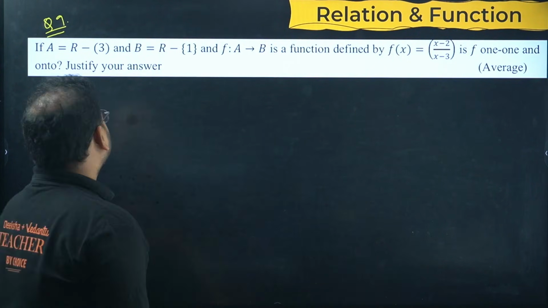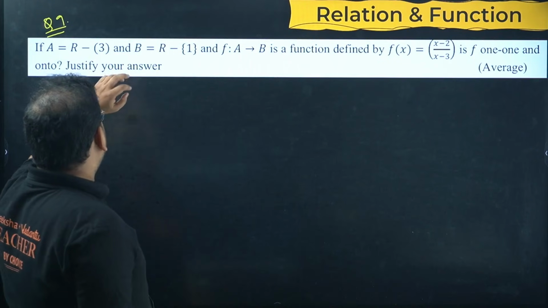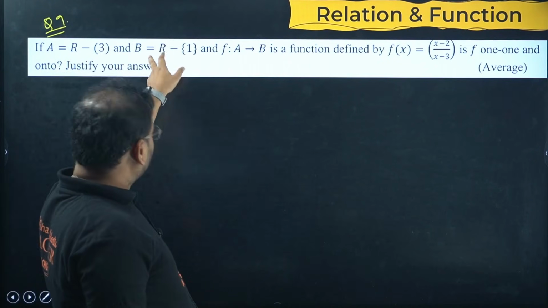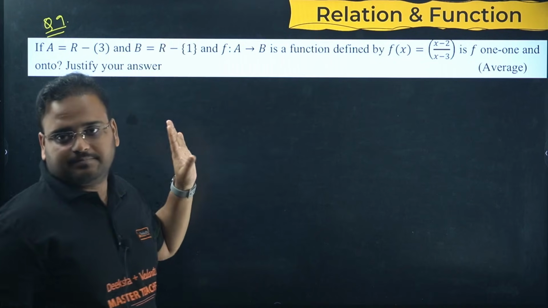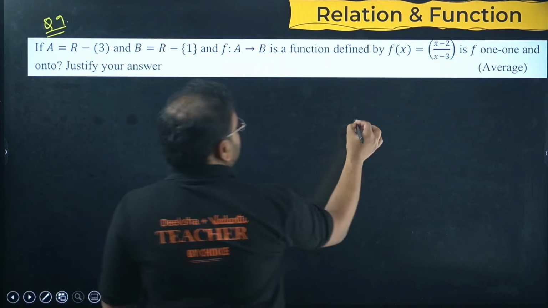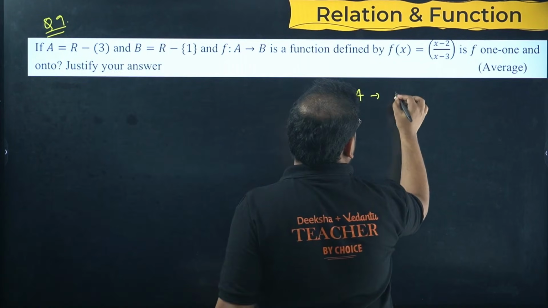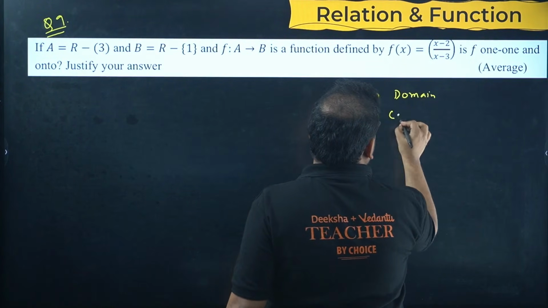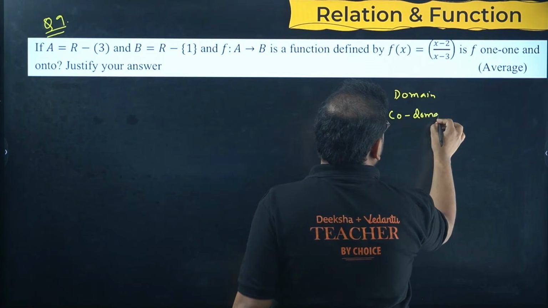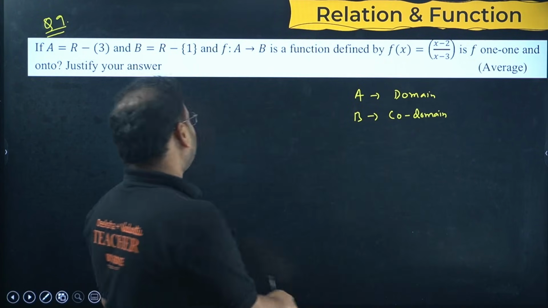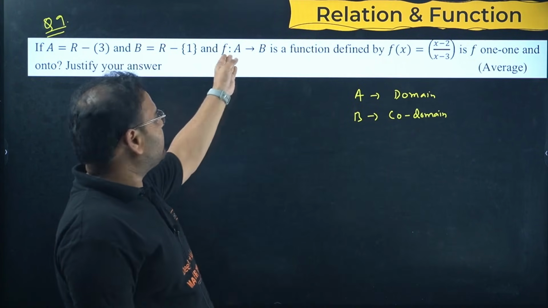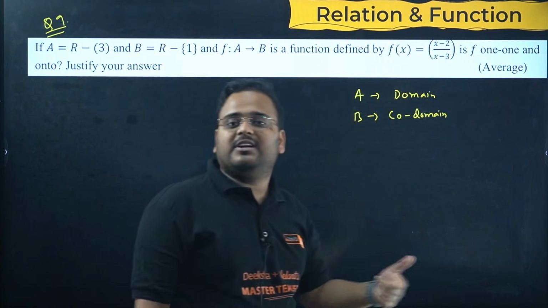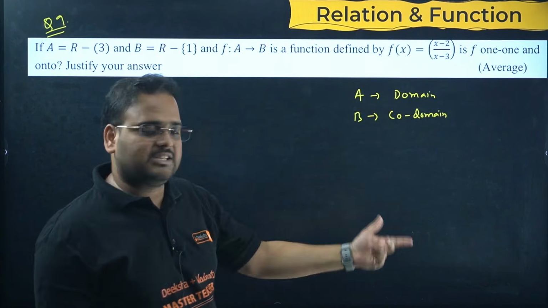Okay, let's see. They have defined the domain and codomain. A is the domain, R except for 3, and the codomain is all R except for 1. A is the domain and B is the codomain. They're saying that the function is defined from A to B, of course, that is clear. Now they're saying that f(x) is given like this, prove whether it is one-one and onto or not, and if it is, justify your answer.